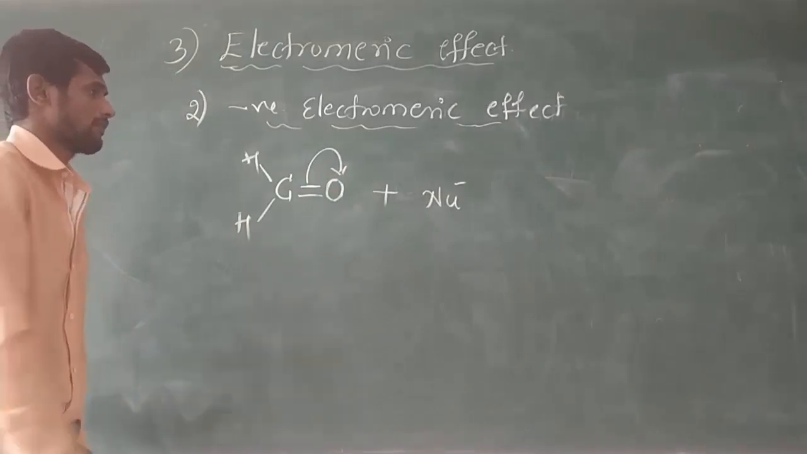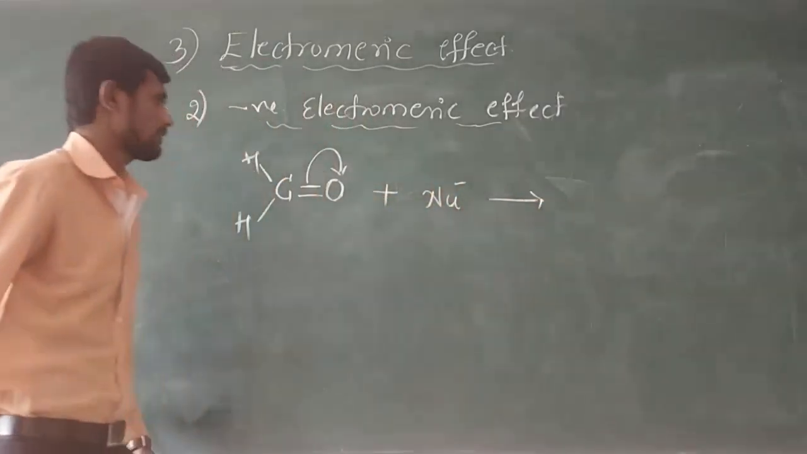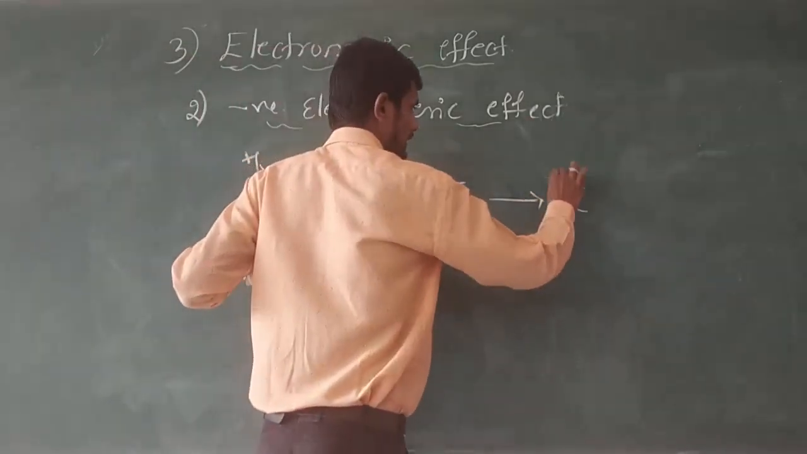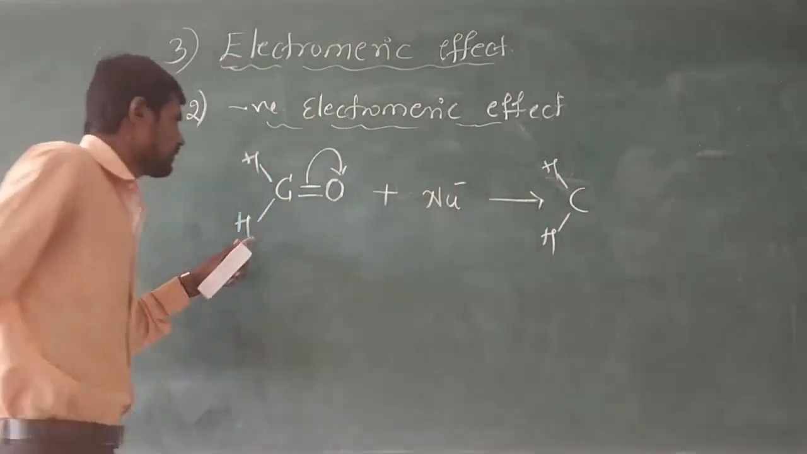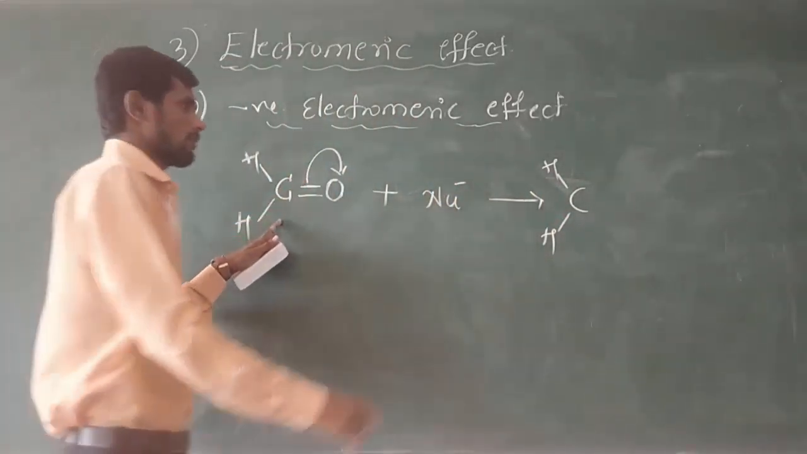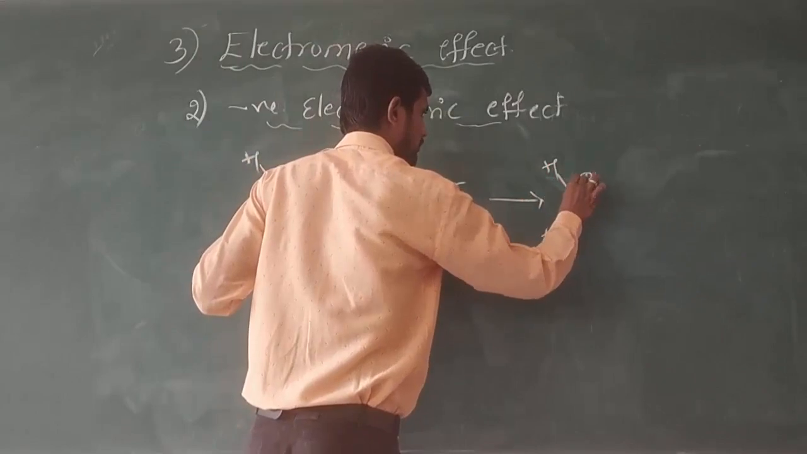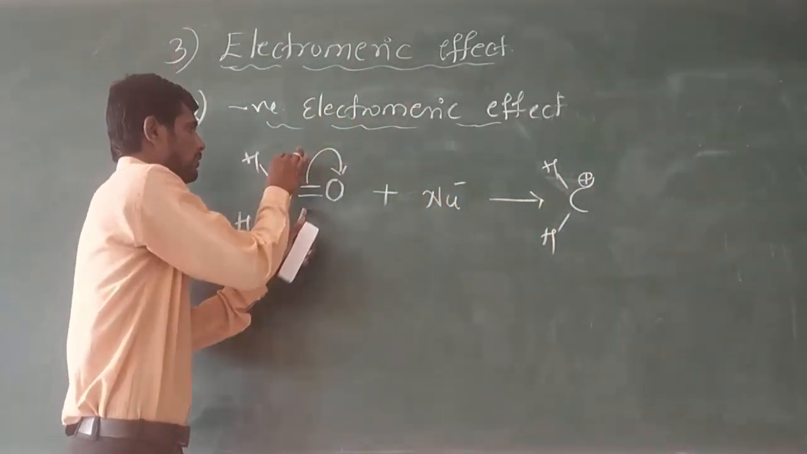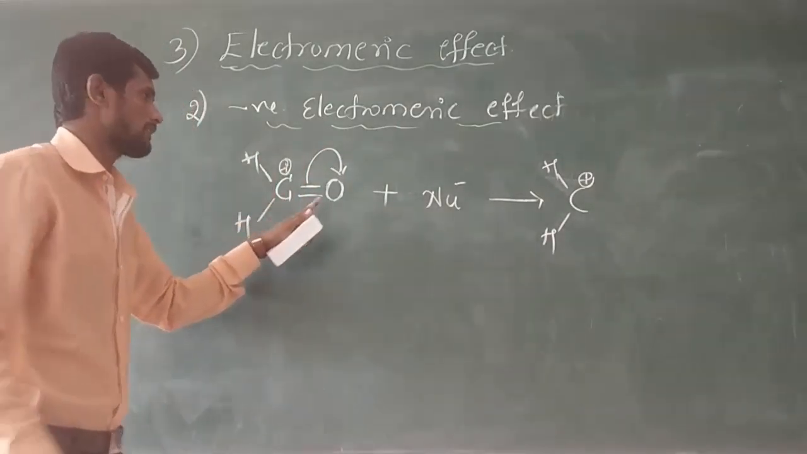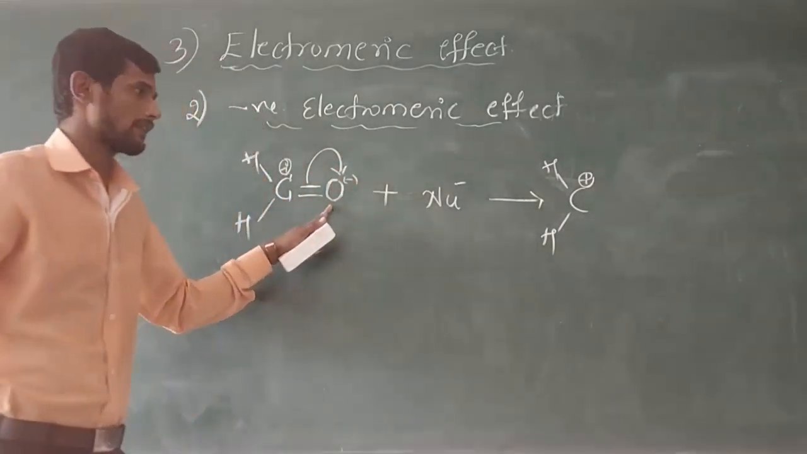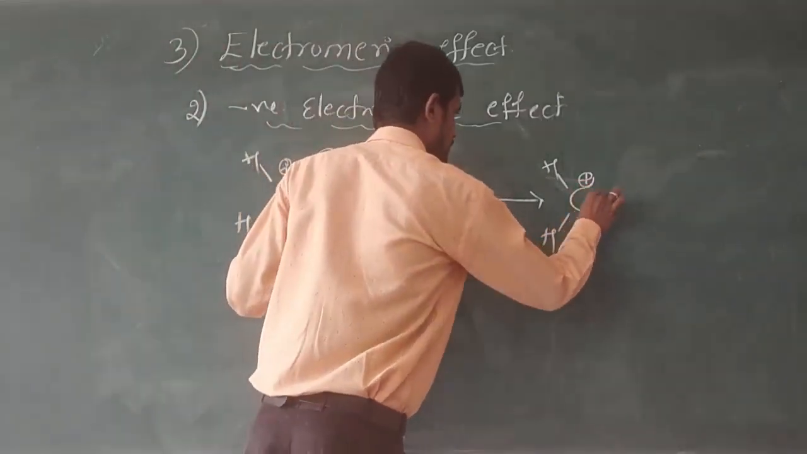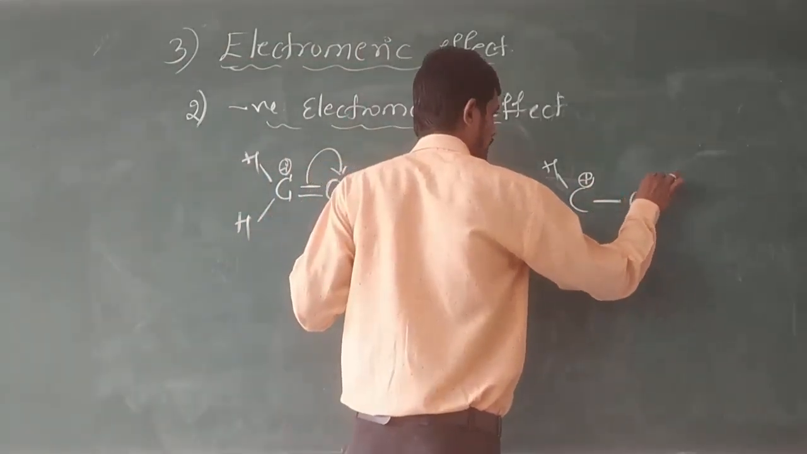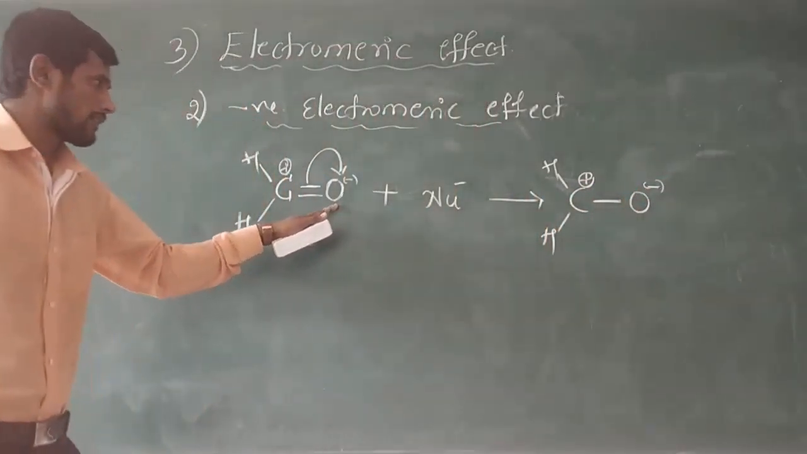What happens in the product side? Now here CHH is present, and I write similarly CH. This carbon donates the electron pair, therefore it gets a positive charge. Is it right? Positive charge on carbon, and oxygen gets a negative charge. Yes, and this double bond changes to a single bond, and this one becomes O minus. Is it right? Yes.